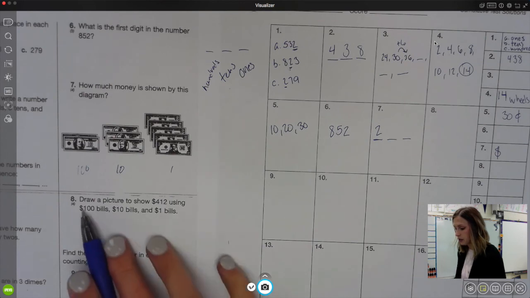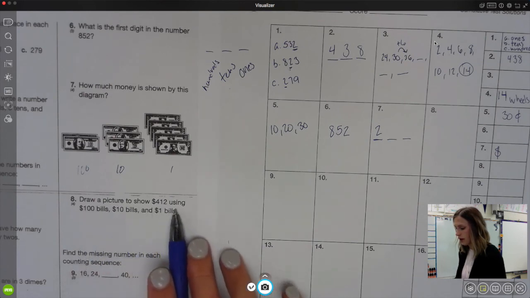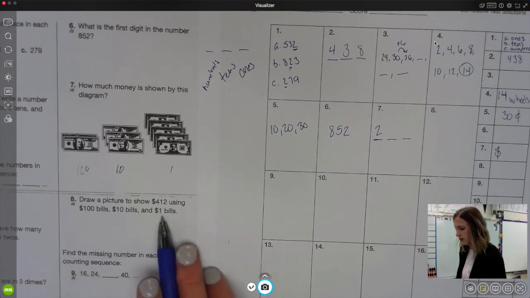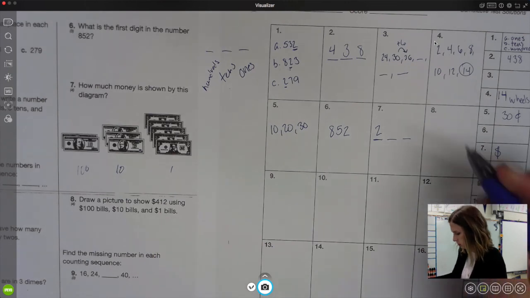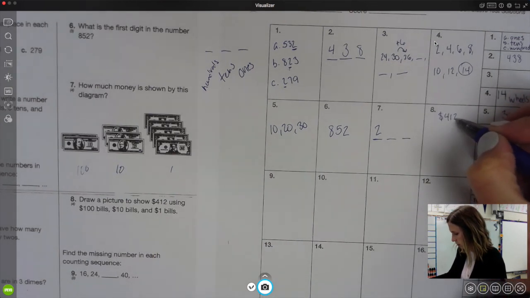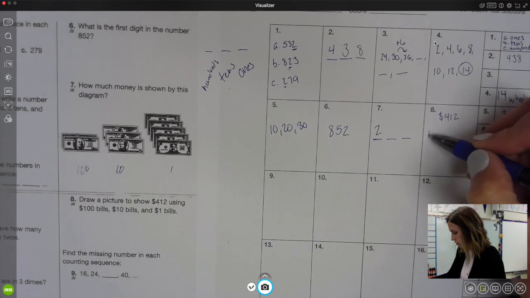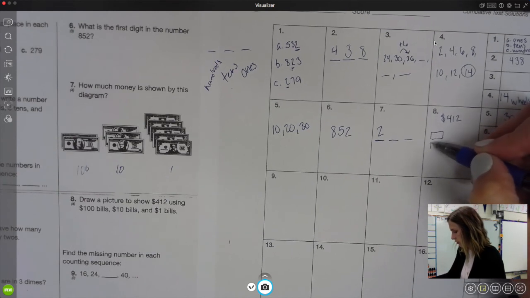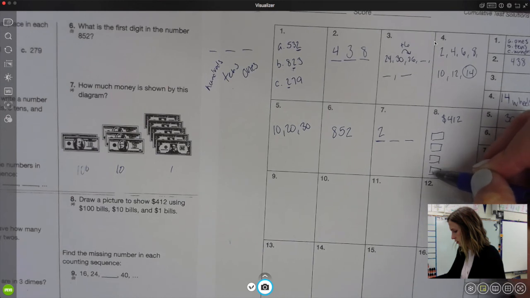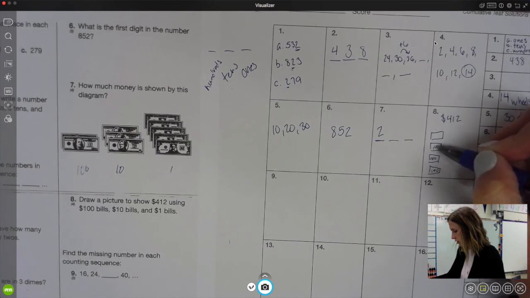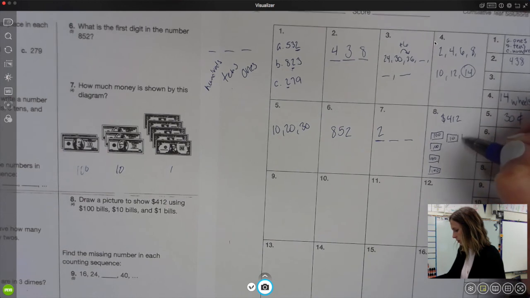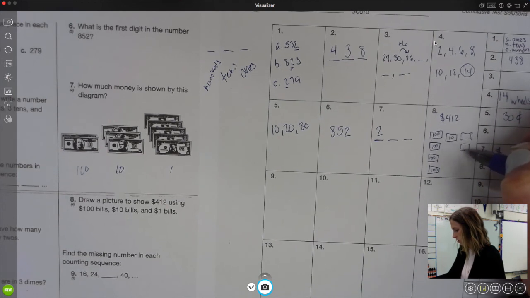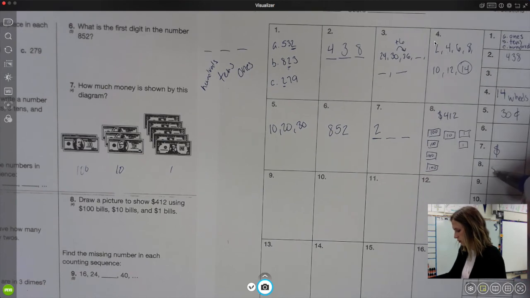Number 8. Draw a picture to show $412 using 100s, 10s, and 1s. So 412 should have 4 100s: 100, 100, 100, 100, one $10 bill, and then you need 2 $1 bills. That's an awesome one to write in the box.